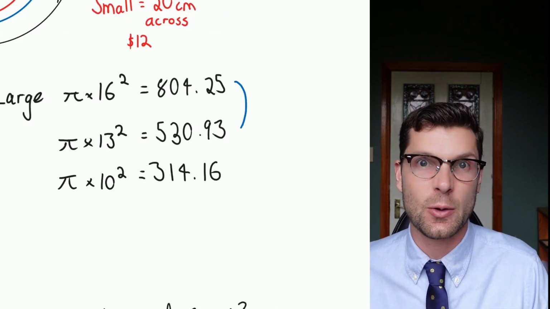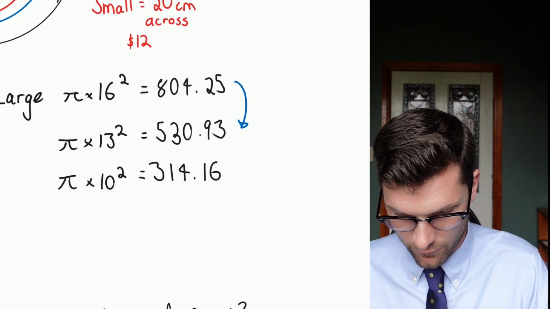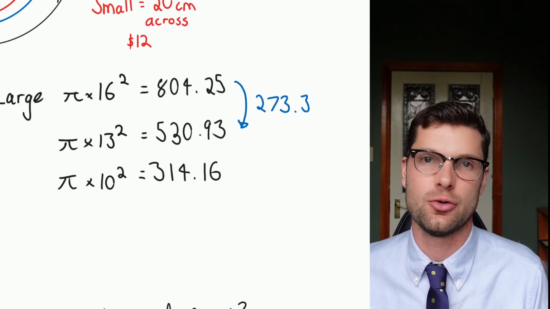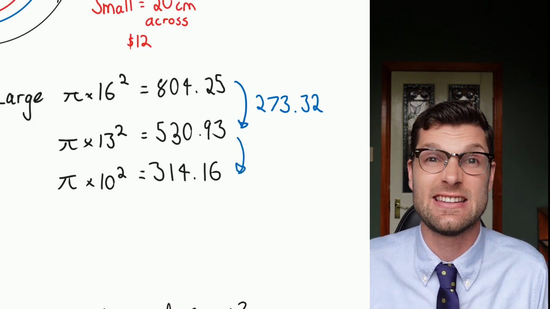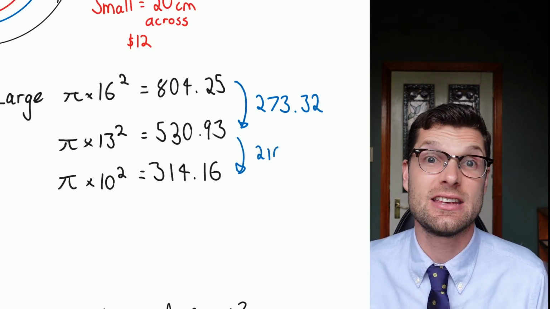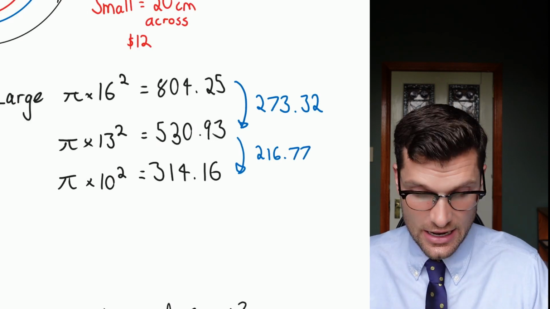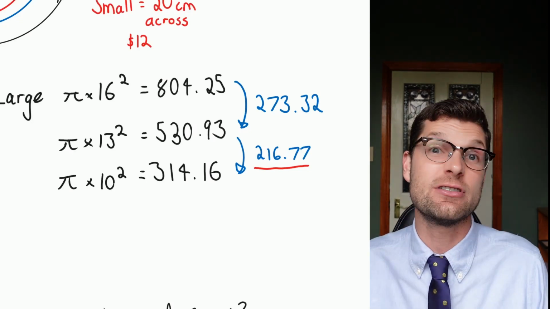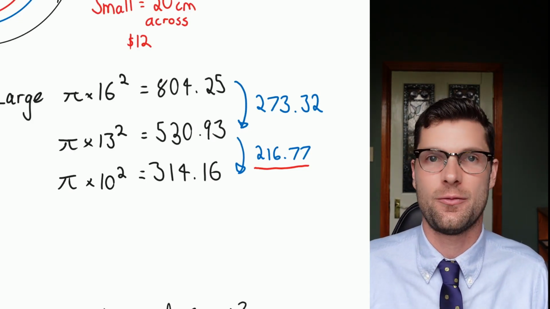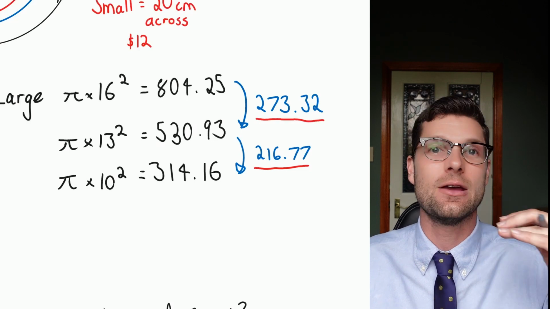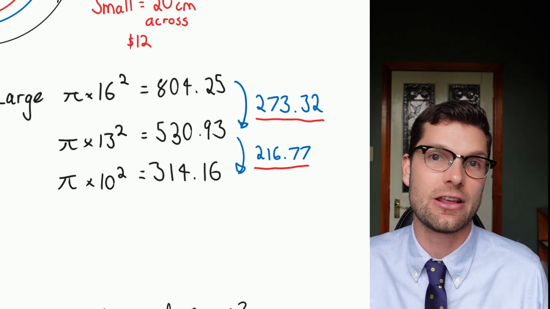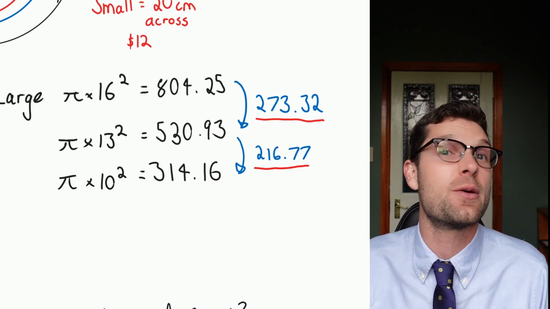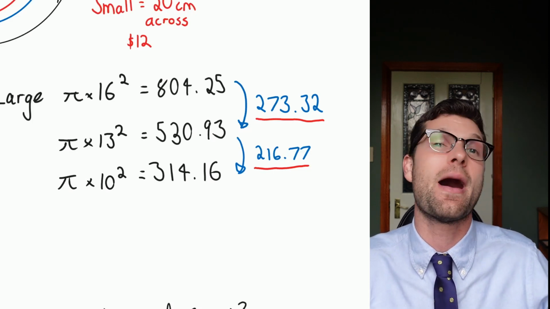So to find out the difference between them, all I've got to do is minus this one from here. And I can see that the gap between these two is 273.32. And then when I go from medium to small, I can see the difference between these two, and that's equal to 216.77. So you can see that the difference between going from small to medium only gets you 216 centimeters squared extra of pizza, but the gap from the medium up to the large gets you 273 extra centimeters squared of pizza. So for this, the best value for money would be going from a medium up to a large.